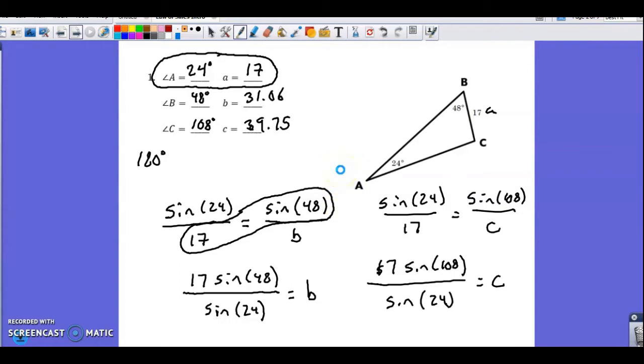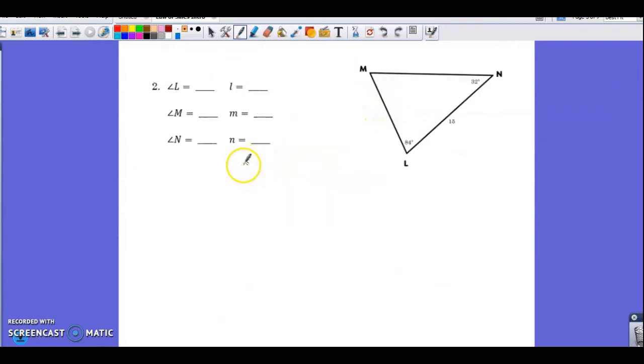Later on, we'll be doing law of cosines, which is a different law. It's much trickier, and a little bit longer to put in the calculator and do all that stuff for law of cosines. So whenever possible, you want to use law of sines. So here, L is 84. Angle N is 32. The 15 is between L and N, so it must be M, 15.